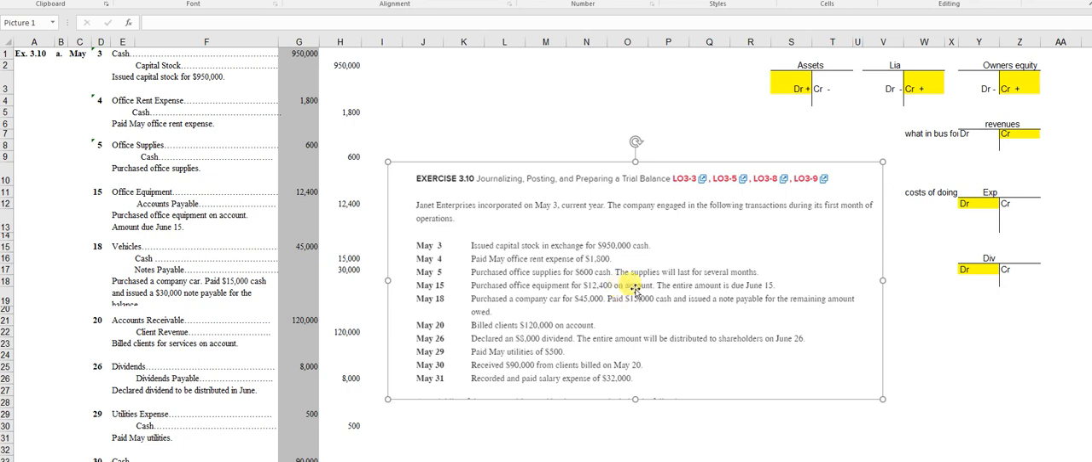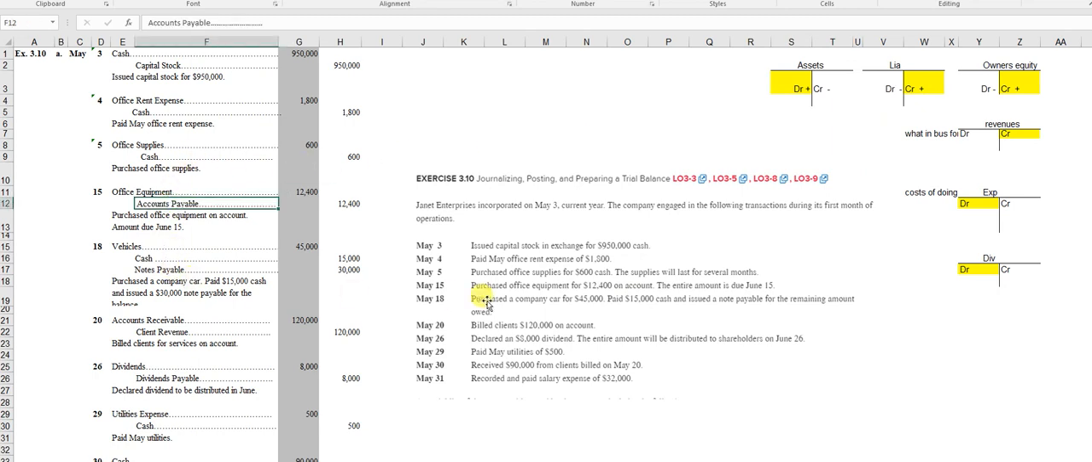So I'm going to have an accounts payable, which is a liability. So I'm going to credit accounts payable. And what did I get? I got office equipment, which is an asset, so I debit my assets.